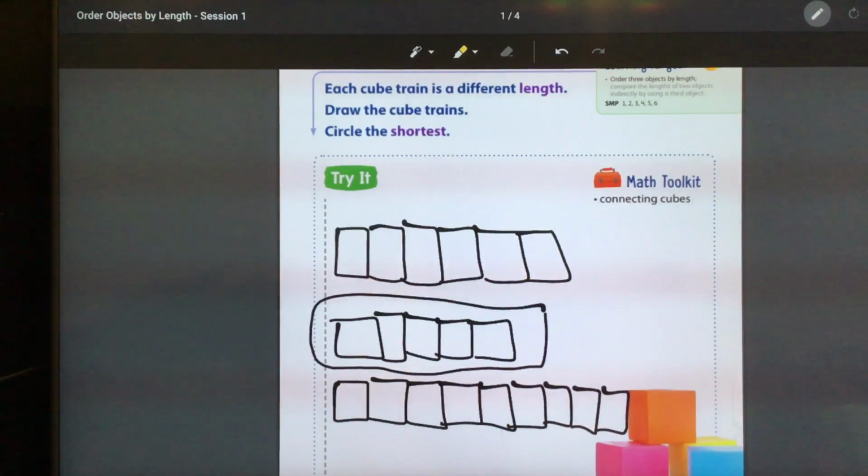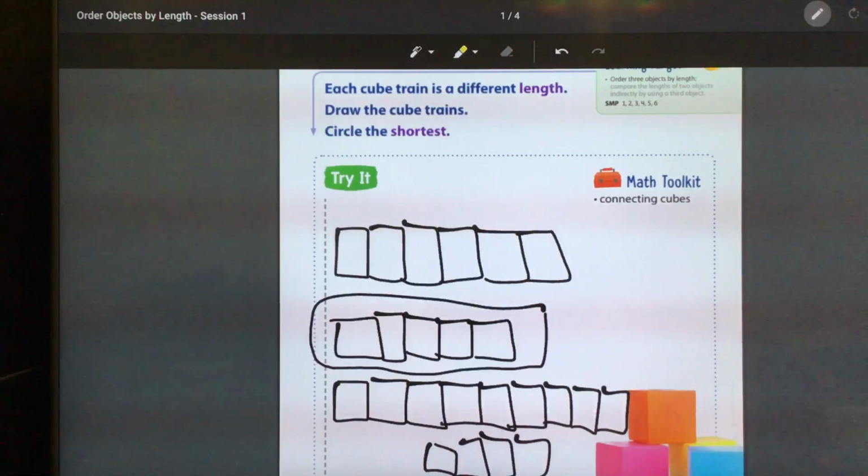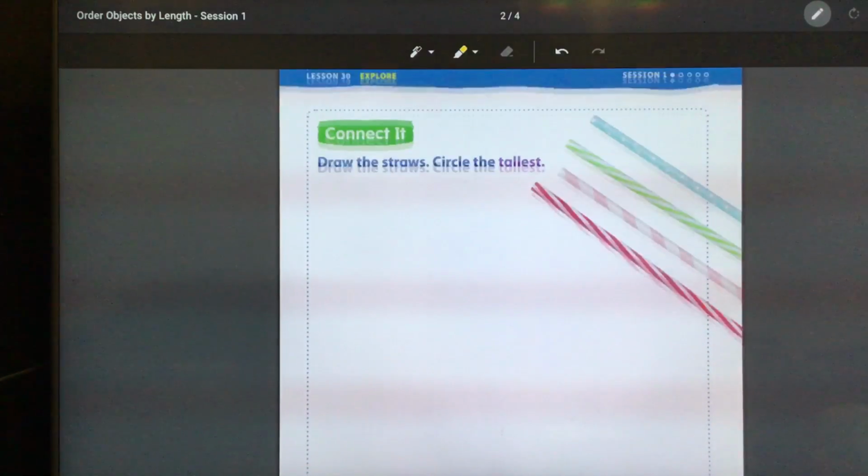Remember, when you're comparing things, it's best, especially if you're drawing lines or cube trains, they all need to start at the same spot. This wouldn't have worked then if I drew another cube train and I went like that. Then it's difficult to tell which one is the shortest. So whenever you're comparing something and you have to draw it, always make sure, that's why they had this dotted line here. They want you to make sure you start at the same exact spot. Okay? All right, so let's go to the other side.